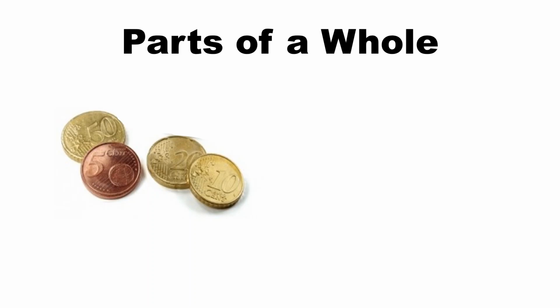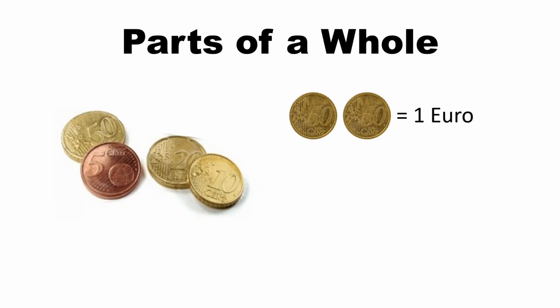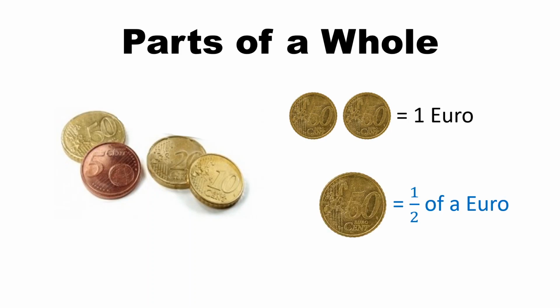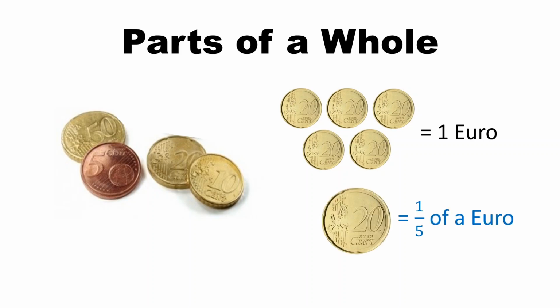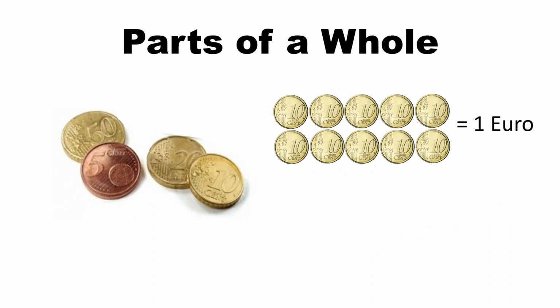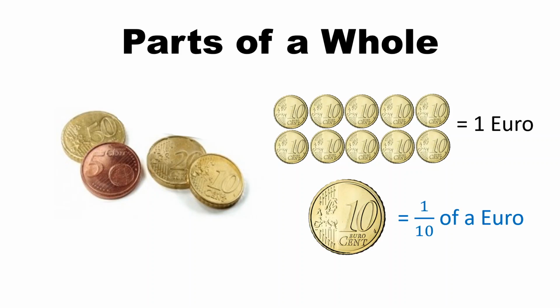We know that each of these coins represents some fraction of a whole, that is, some fraction of a full euro. It takes 2 50-cent pieces to make 1 euro. That means 1 50-cent piece is half of a euro. It takes 5 20-cent pieces to make 1 euro. That means 1 20-cent piece is 1/5 of a euro. It takes 10 10-cent pieces to make 1 euro. So that means that 1 10-cent piece is 1/10 of a euro.